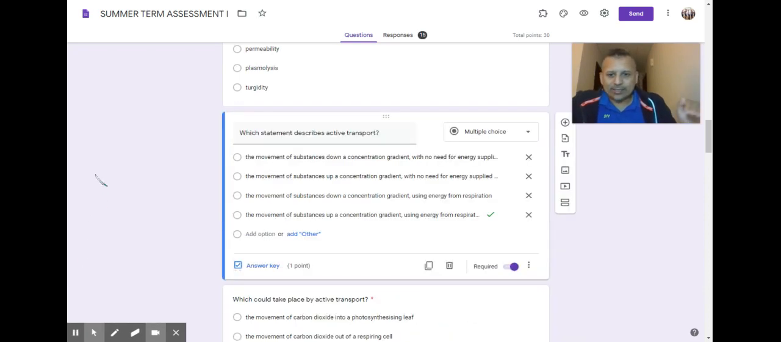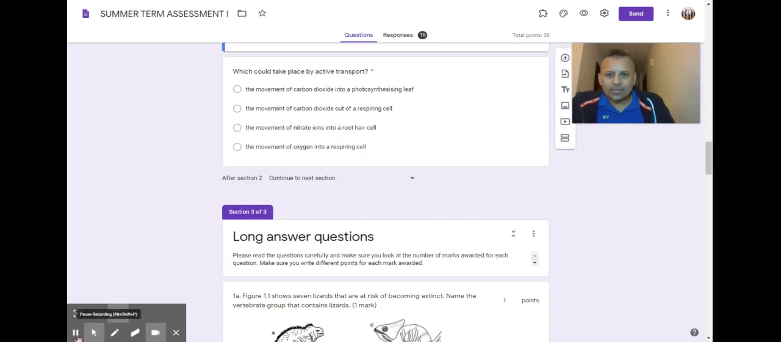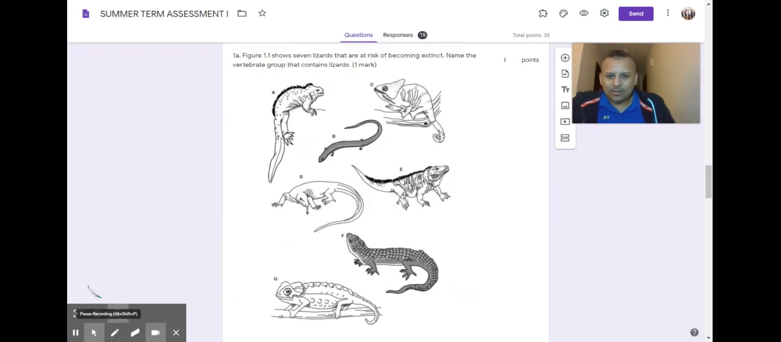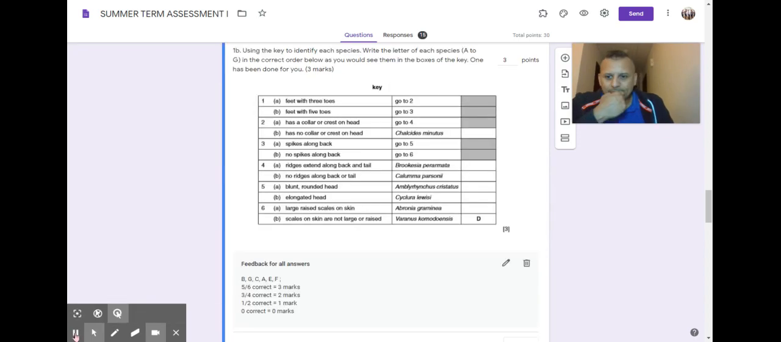Active transport is movement of substances up a concentration gradient, not down a concentration gradient, and it also requires energy from respiration. Nitrate ions into a root hair cell is a dead giveaway for an example of active transport. For the longer response answers, the vertebrate group that contains lizards is reptiles.